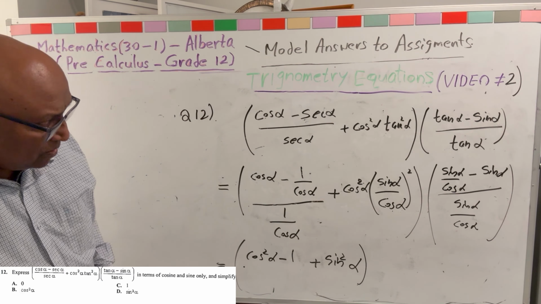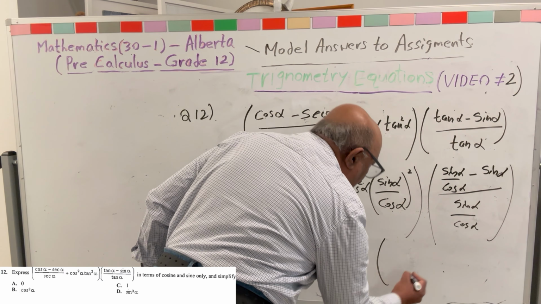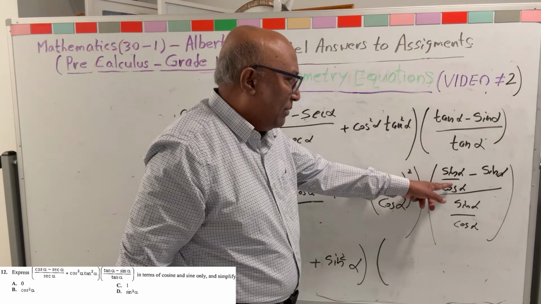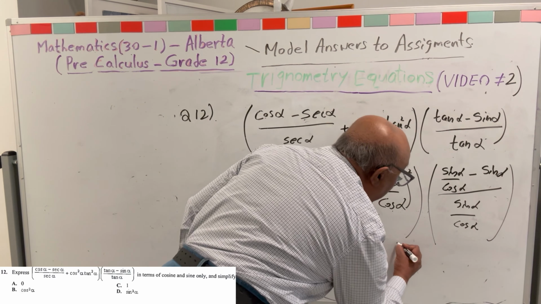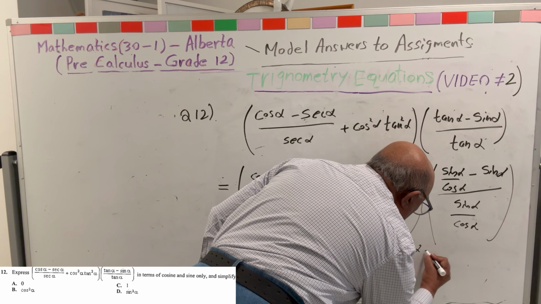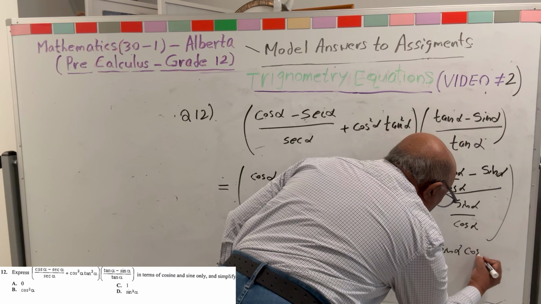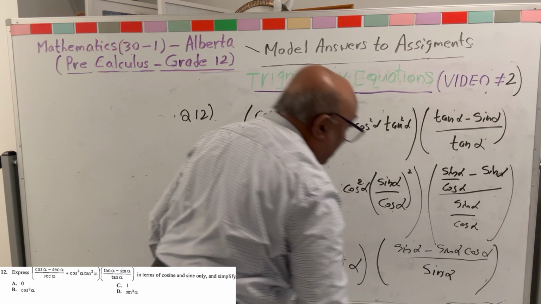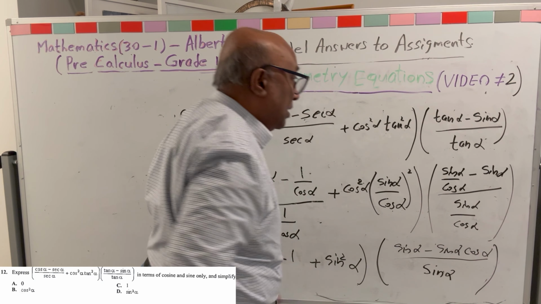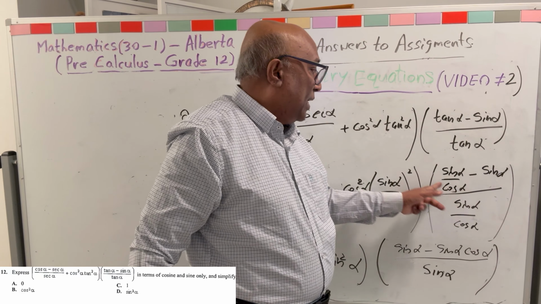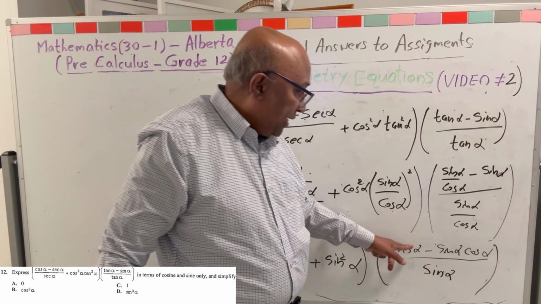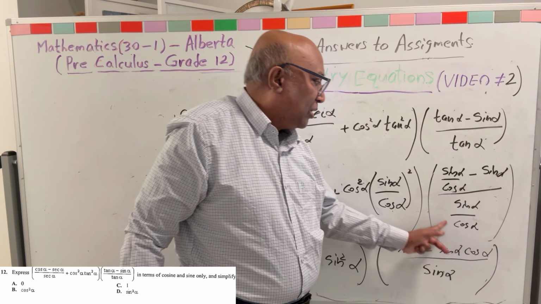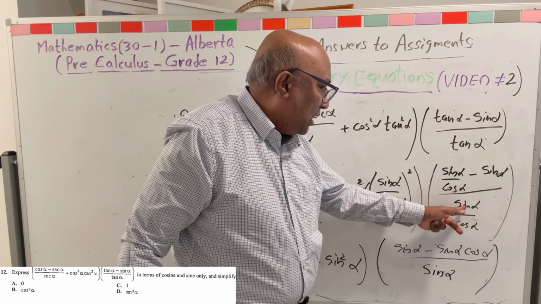Times this everything. If you need, we can write this again. Here also you can multiply both top and bottom by cos alpha. That means sin alpha minus sin alpha cos alpha divided by sin alpha. What did I do? I multiplied top by cos alpha. Then when you remove the bracket, you get sin alpha minus sin alpha cos alpha. Also, I multiplied the whole bottom part by cos alpha. Cos alpha is crossed out. After that, you remove sin alpha.